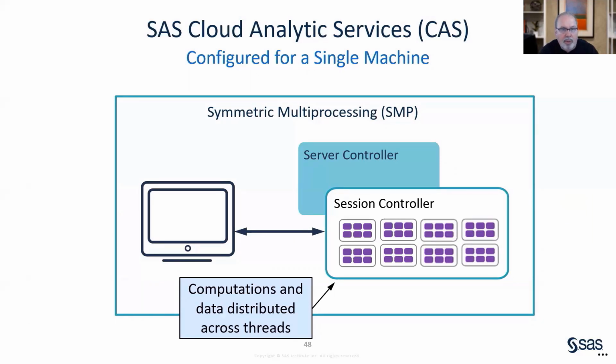In other configurations, you can run SAS on a single machine. We call this symmetric multiprocessing. And in this case, the server controller and the session controller all reside on the same physical hardware, and we get multiple sessions running across the multiple threads available to us on the computer where it's installed. So for example, on my laptop, I have 4 CPUs, which are each capable of handling 2 threads. So it would be possible to run 8 threads worth of processing on my single laptop computer in symmetric multiprocessing mode.